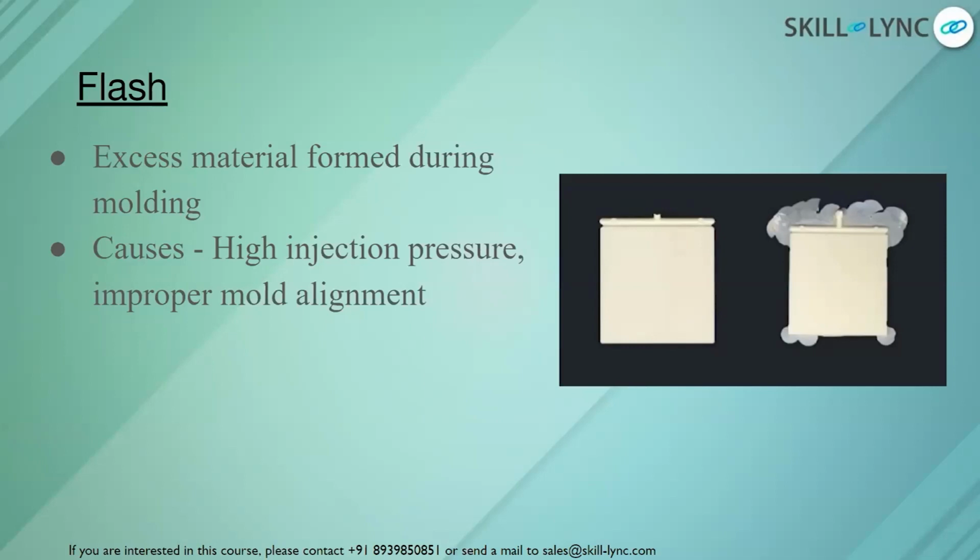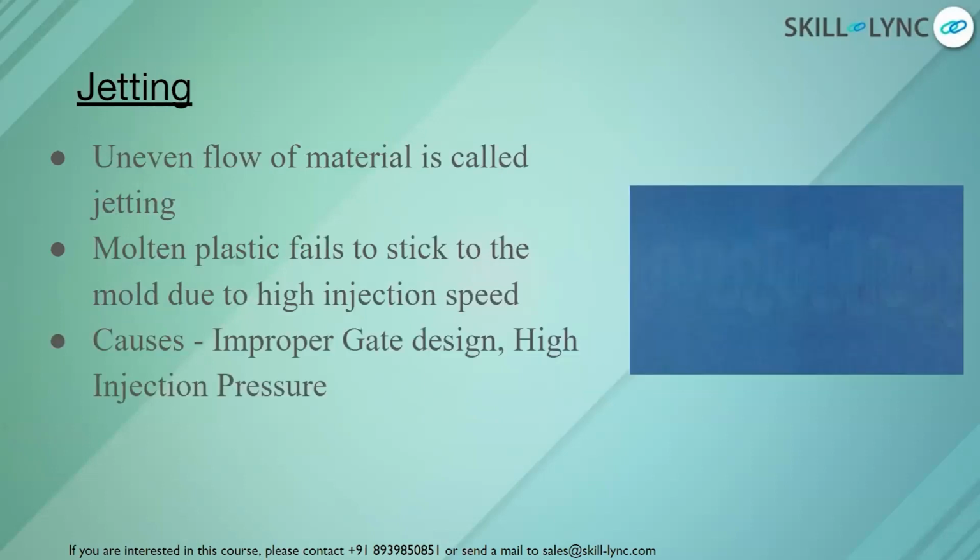So these are the things which we can do to make sure that flash can be avoided as a defect in plastics, right? Now another thing is basically jetting. If you could see the image, you can see some additional jet lines, or irregular patterns, available on the plastic component.